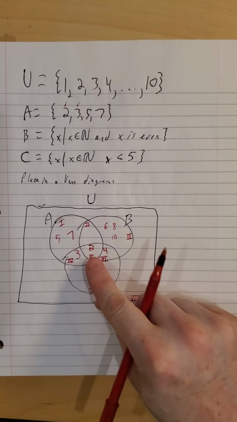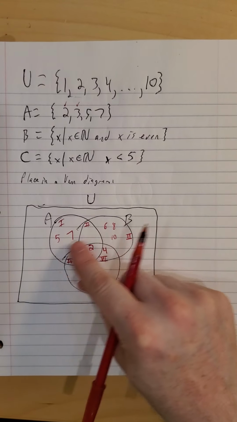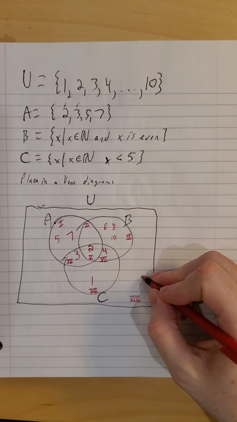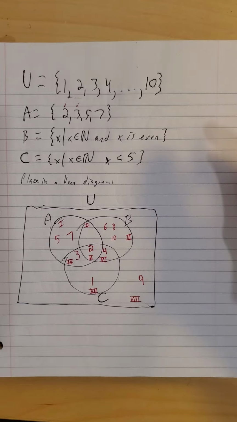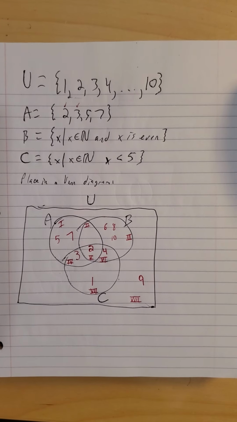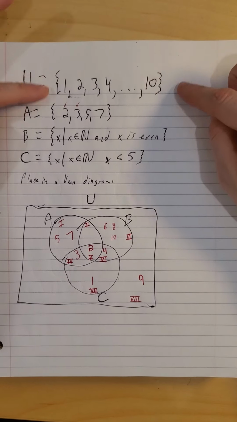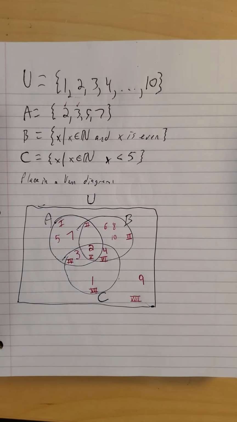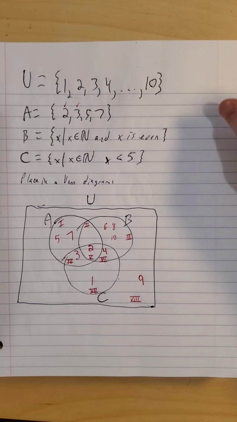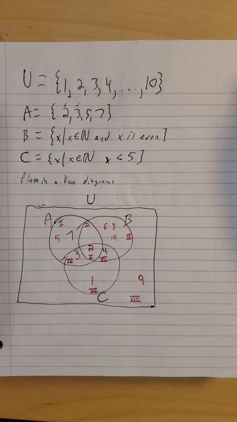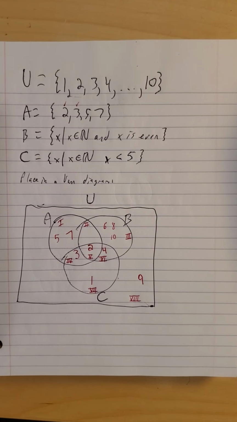So we have a 1, a 2, a 3, a 4, a 5, a 6, a 7, an 8. I don't see a 9 yet. 9 will be outside then. And we do have the 10. So all 10 of our elements are in there somewhere. Sometimes you will have an empty region. That does happen from time to time. Sometimes you'll have multiple elements in one region. That happens too.